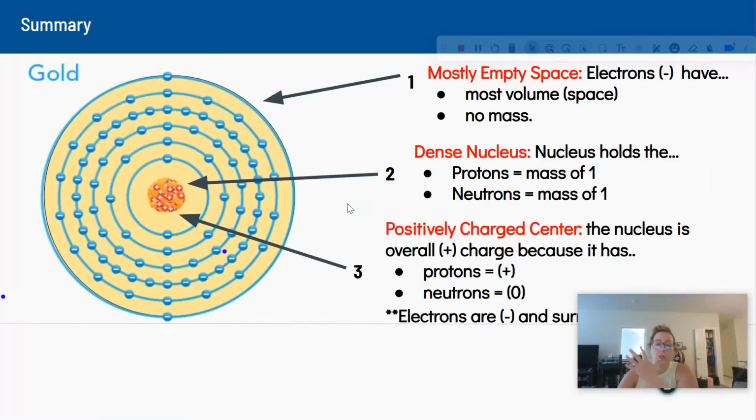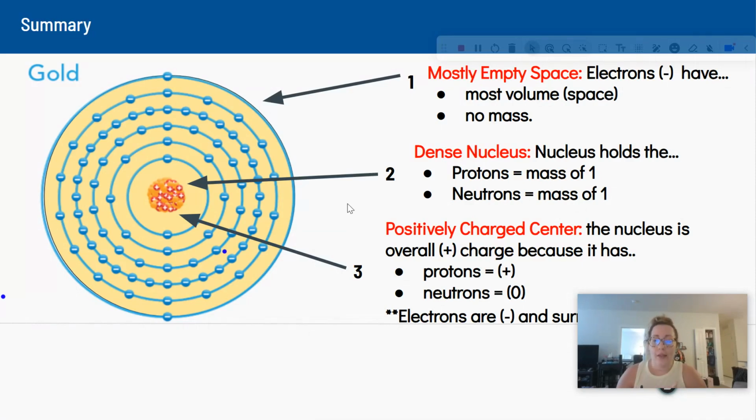So overall, the gold foil experiment told us a lot about the atom that we see today. So one, it's mostly empty space, which told us that the electrons that surround the nucleus have almost no mass. So they take up the most space, but they have no mass. The second thing we found is that we have a dense nucleus, and that's because it holds our protons and neutrons, which have a mass of 1.